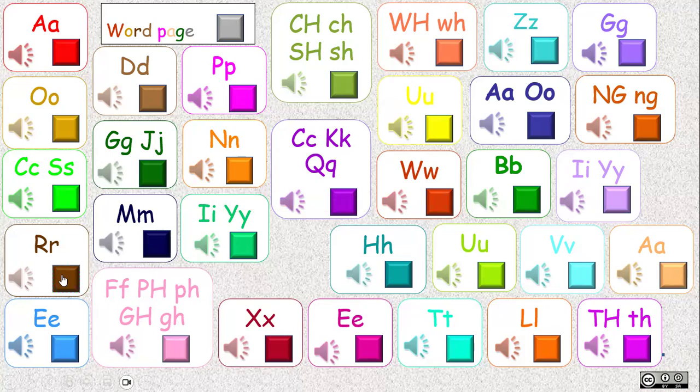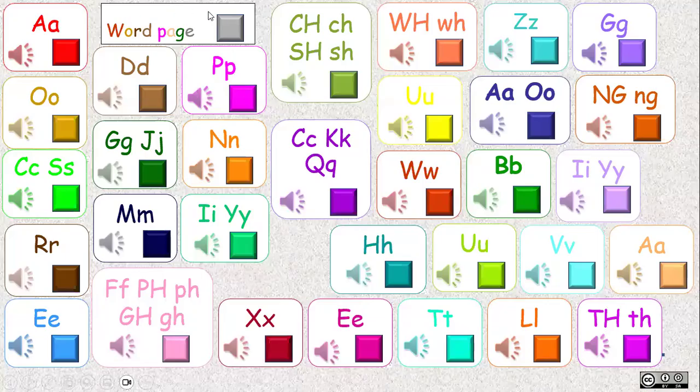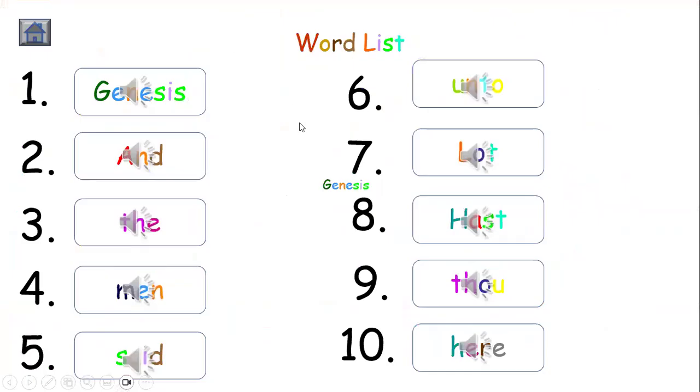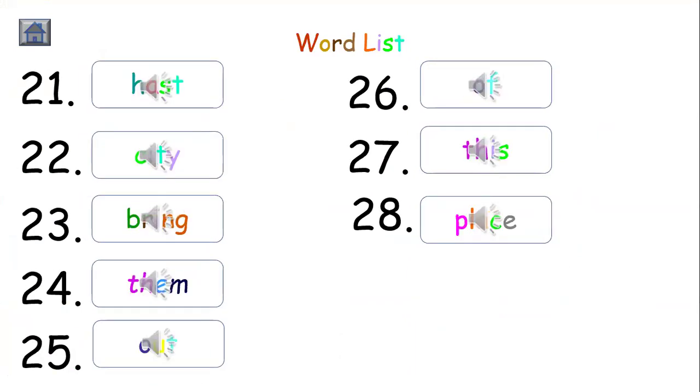You can see how it's all put together. You go to that page and find whatsoever. Back to the home page, back to the word list. Go to the third page now where we'll find hast.